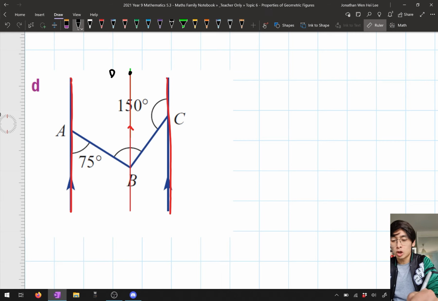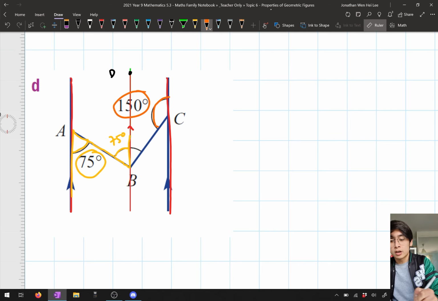So first one, if you have a look on the left-hand side, we've got this 75 degrees. And if you look, we can make a Z shape here with my two angles. So this one here and this one here. And so that tells me that this angle here is going to be 75 degrees. But on my right-hand side, if you notice, this is 150 degrees here. So this is 150 degrees.